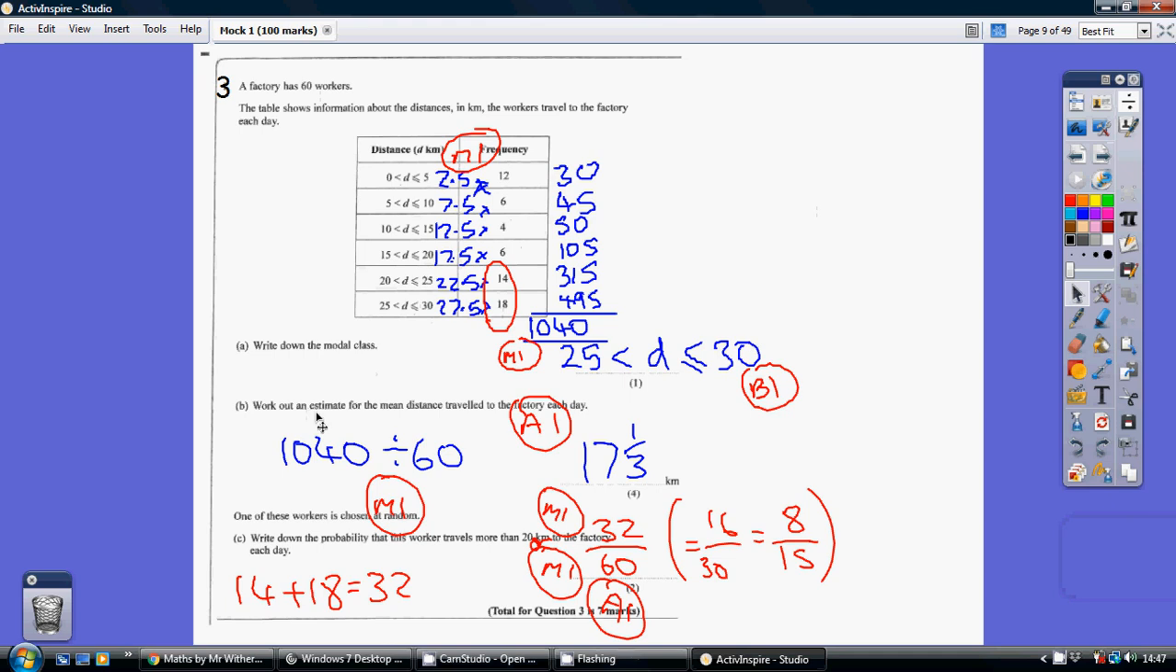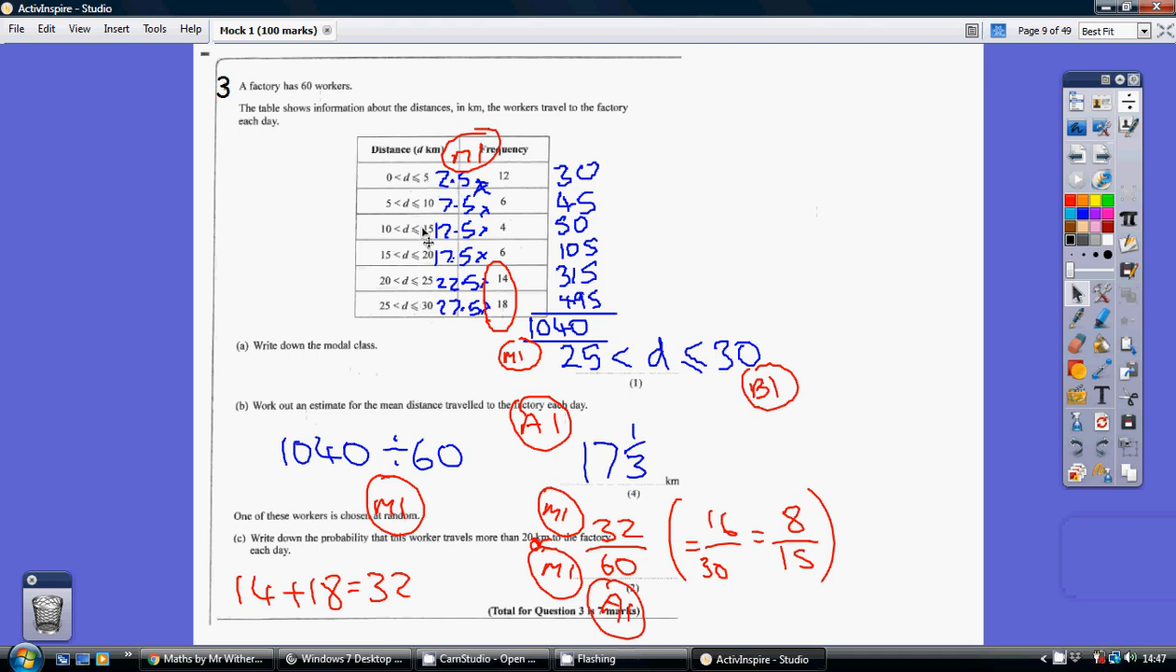Now for part B, work out an estimate for the mean distance travelled to the factory each day. So how far on average did each of these workers travel to work each day? Now you've got to get behind the data here. We know that 12 workers travel between 0 and 5 kilometres, but we don't know how long they actually travelled for. So the best we can do is just take the midpoint. It's our best estimate.